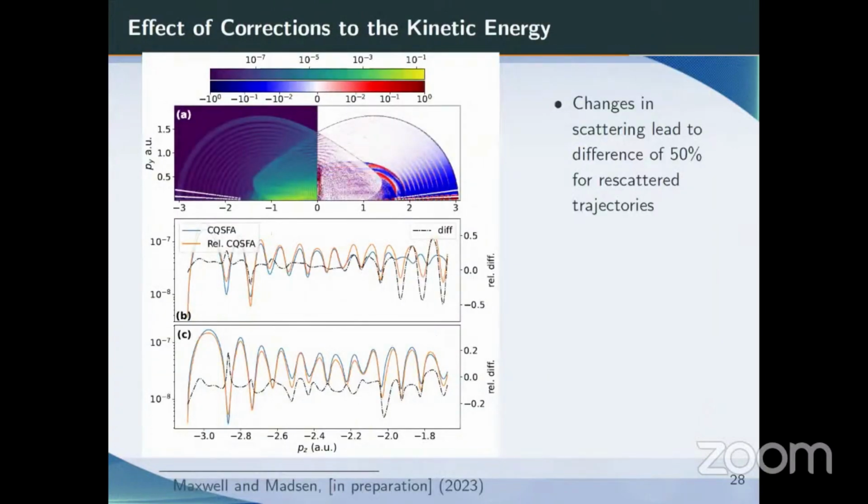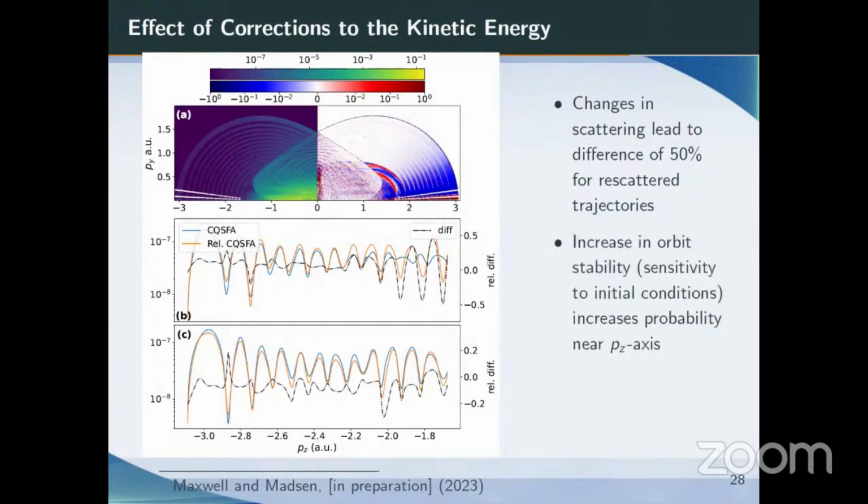Yeah. And now I want to isolate the effect of these kinetic energy corrections, or the mass correction term. So on the left, we here have included them, and on the right is the difference between including them and not including them. And then we have 2 lineouts, one very close to the axis, one a bit further away from the axis. And you can see when you include them, you boost the probability on the axis. And the difference goes up to about 50%. So it is an appreciable difference and something that should be taken into account.